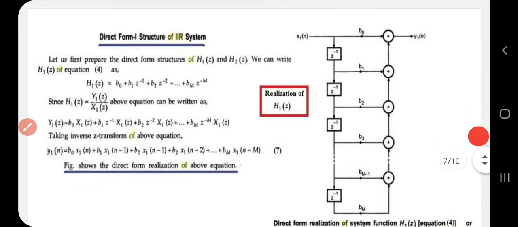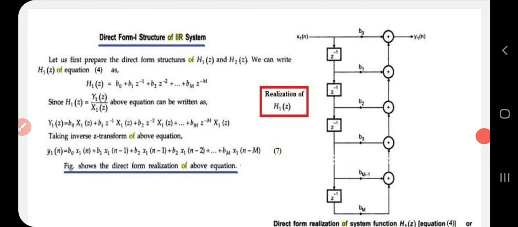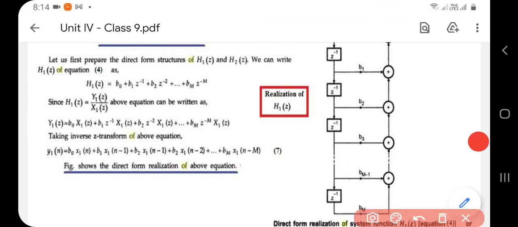Now we are going to derive the direct form structures of H1(z) and H2(z). H1(z), the numerator part, we have already seen. We also know that H1(z) is equal to Y1(z) by X1(z). So Y1(z) will be H1(z) into X1(z). You just multiply each term of H1(z) with X1(z), then you will get this equation. Now take the inverse Z transform on both sides. The inverse Z transform of Y1(z) will be y1(n).